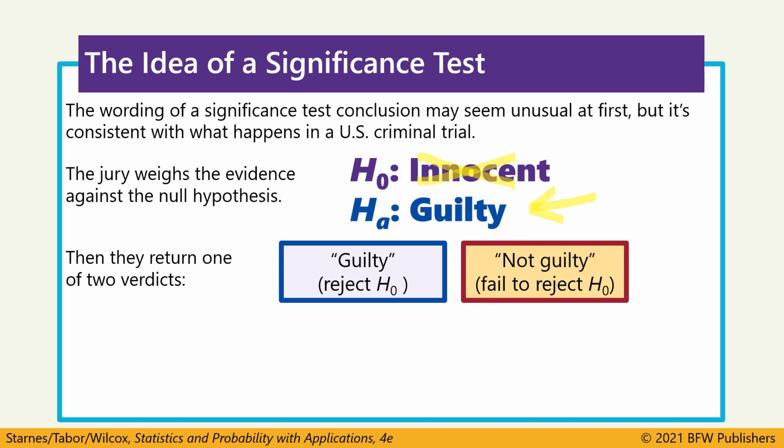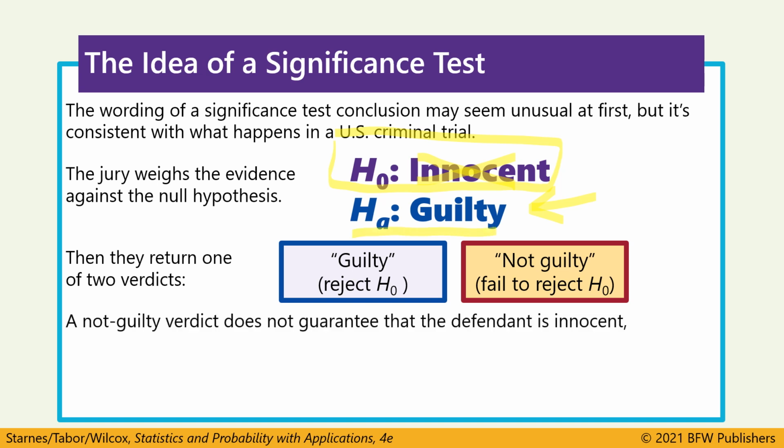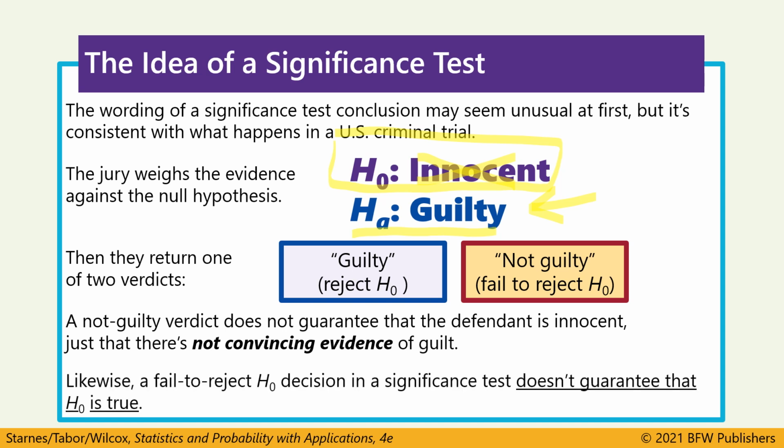If we don't have enough evidence, we don't find them innocent. We never say this null hypothesis is true. Instead, we just say that they're not guilty. This is where we're failing to reject that null hypothesis. A not guilty verdict doesn't mean the subject is innocent. It just means there wasn't enough evidence to convince a jury beyond a reasonable doubt. So when we fail to reject a null hypothesis, that doesn't mean our null hypothesis is true. It just means we don't have enough evidence to prove that it's false.